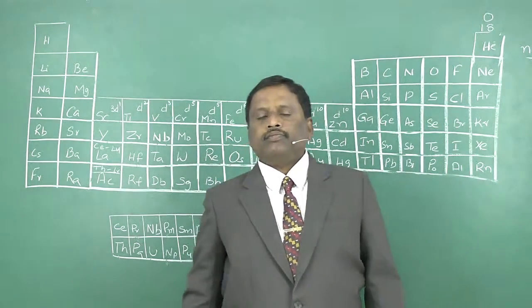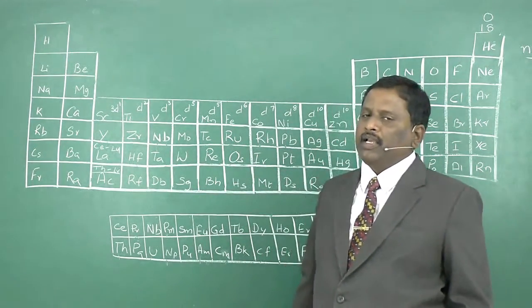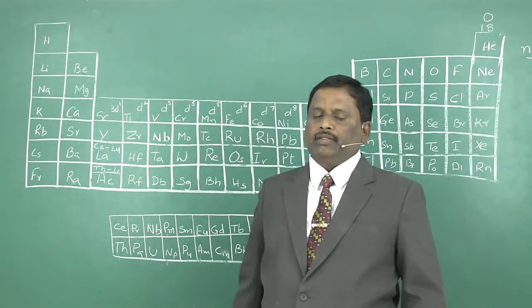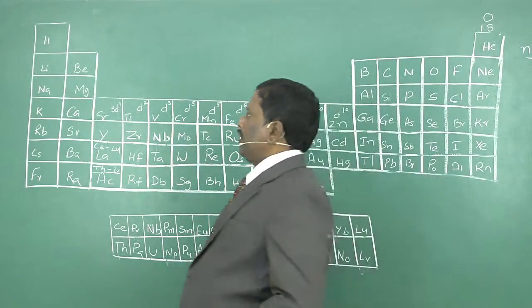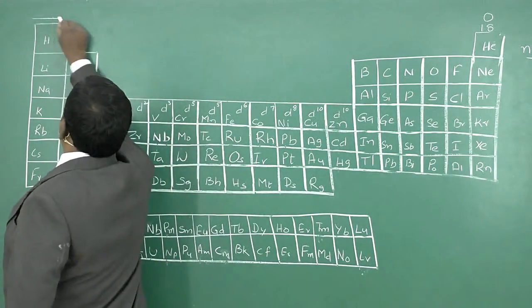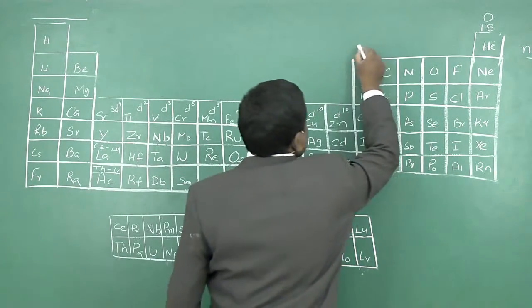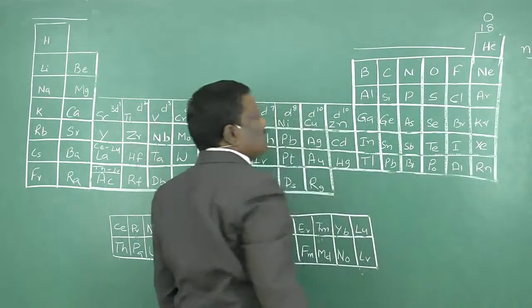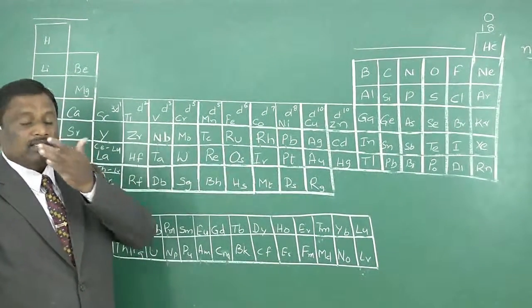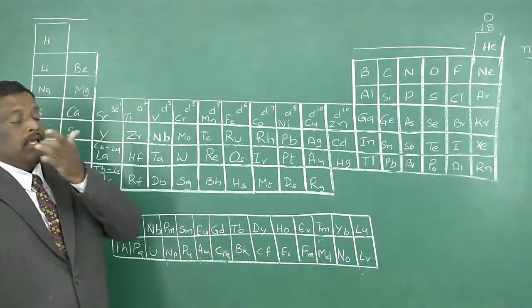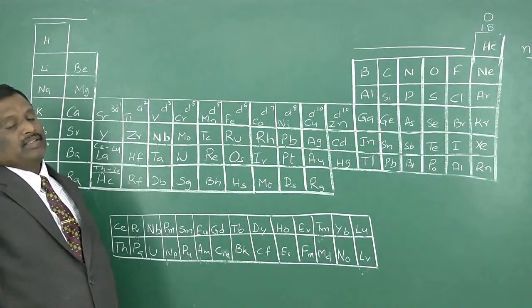Now, the second type of elements is representative elements. Except these inert gases, the total S block and P block elements are representative elements.